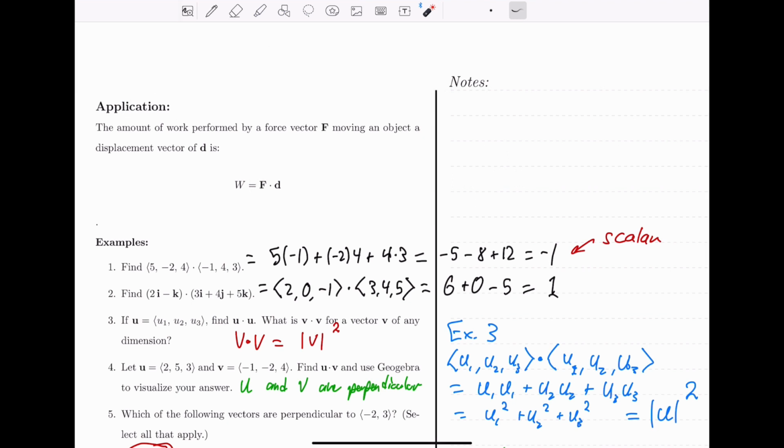Let's wrap up our discussion of the dot product by looking at one physical application, which is an application to work. Here we have a force vector F, which moves an object a displacement of d.